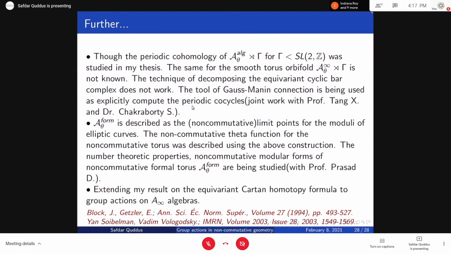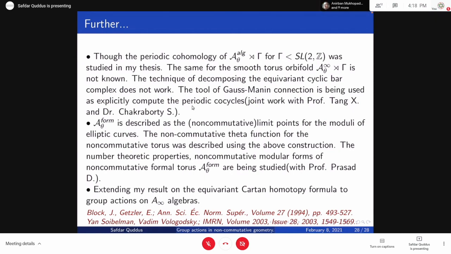And so they can predict that the limiting points under this topology should be the non-commutative torus. Their conclusion is a little vague, because they say that because the SL2Z action extends from the elliptic curves to the limit points, those limit points have to be non-commutative torus. Anyways, this is obviously very slow work, because I don't have much background in algebraic geometry. This is a very slow work in progress with Professor Dipendra Prasad.